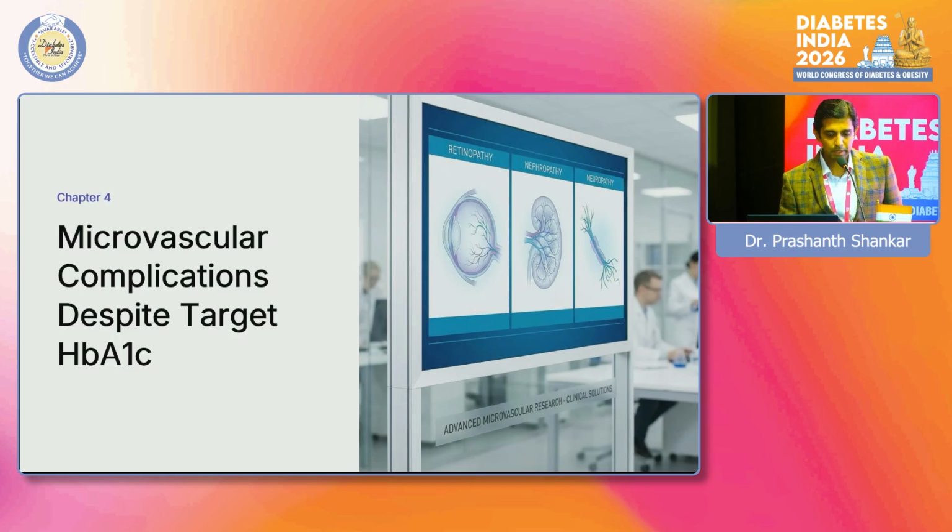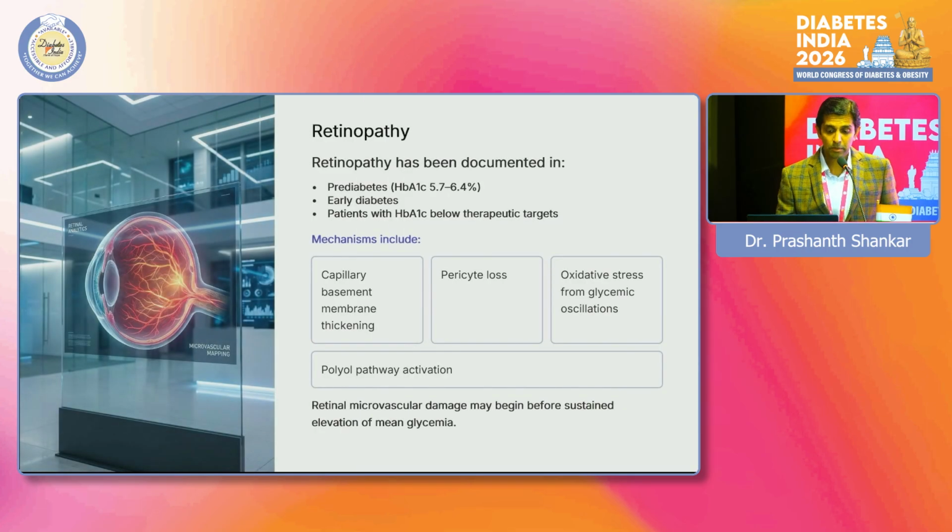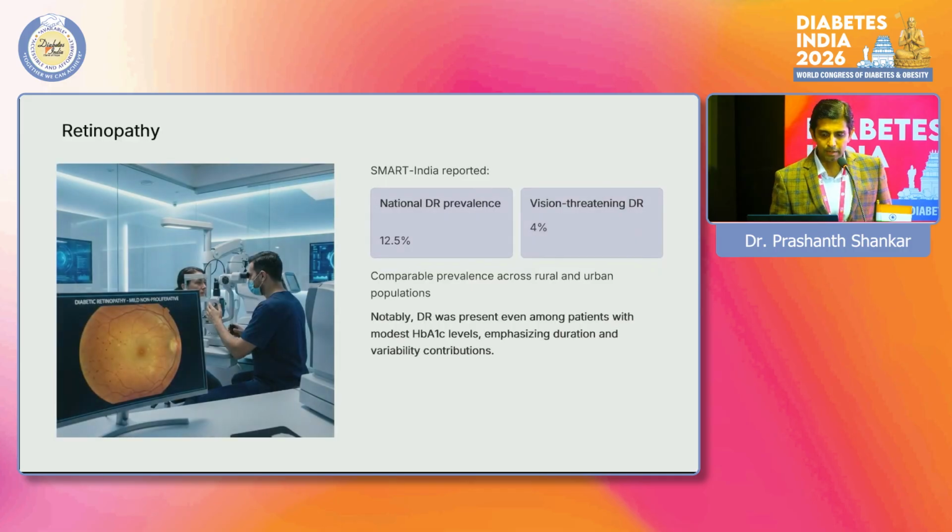Coming to the microvascular complications despite target HbA1c, coming to retinopathy. Retinopathy has been documented in pre-diabetes, early diabetes, and patients with HbA1c below the therapeutic targets. The mechanisms include capillary basement membrane thickening, pericyte loss, oxidative stress, and polyol pathway activation. And retinal microvascular damage may begin before the sustained elevation of mean glycemia. You can see the national prevalence is around 12.5%, and vision-threatening diabetic retinopathy accounts for 4%. So DR was present even among patients with modest HbA1c levels, emphasizing duration and variability contributions.